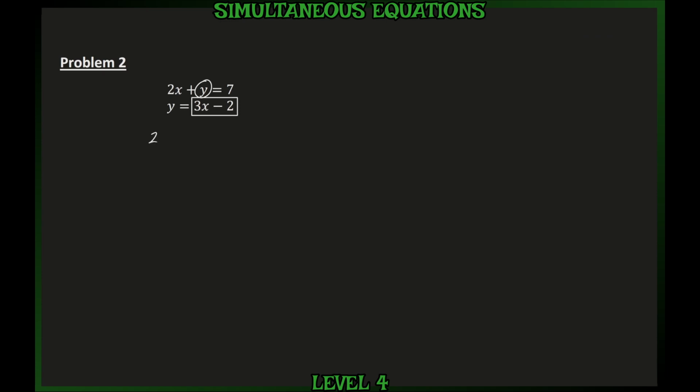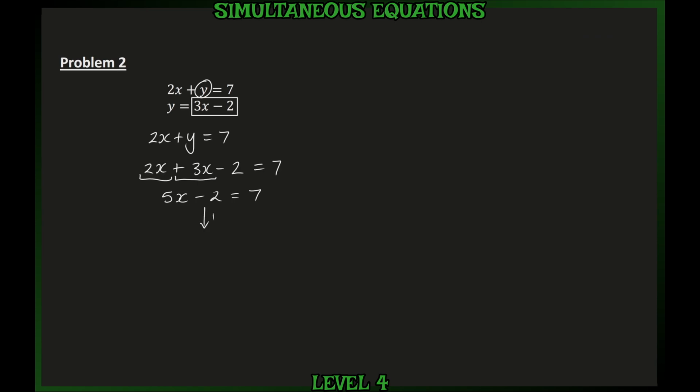So this means that the first equation, 2x plus y is equal to 7, becomes 2x plus, and we can now replace the y with 3x minus 2, and that's equal to 7. On the left, we can now collect together the like terms, so we have 2x plus 3x, which gives us 5x, minus 2 is equal to 7, and we can start solving by removing the minus 2 from the left.